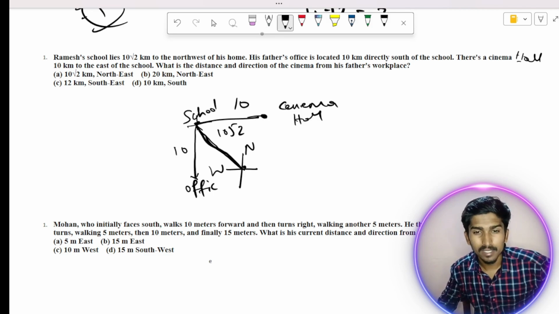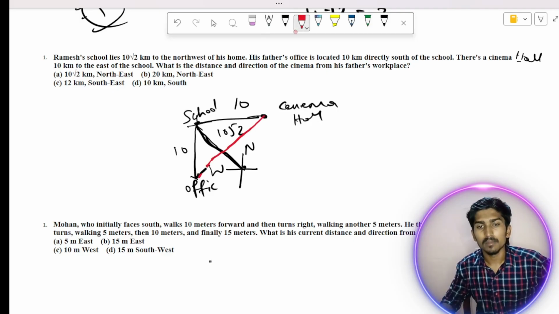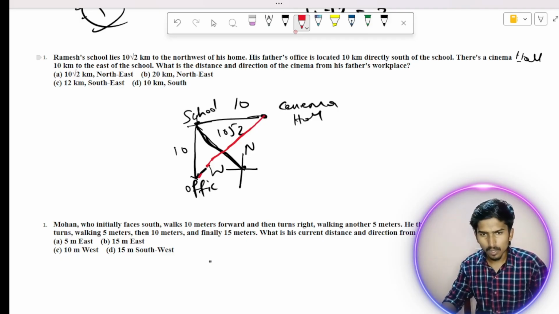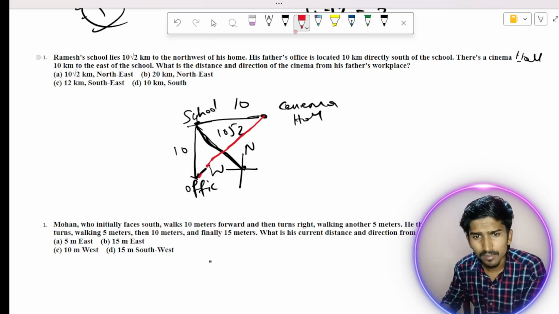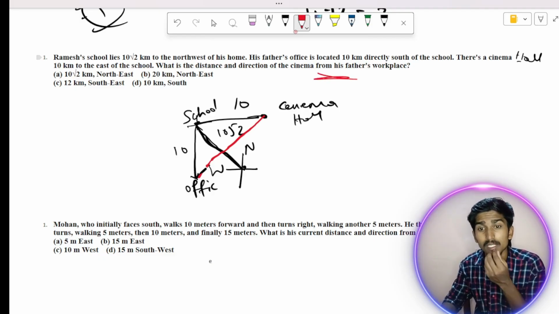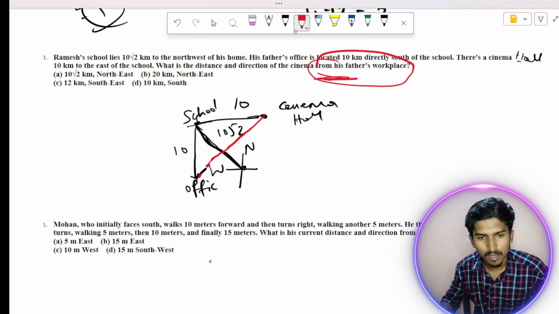What is the distance and direction of the cinema hall from his father's workplace? Workplace means from here. They're asking the distance between the father's office and the cinema hall. How can we find the distance and direction? See, what is the direction they have asked? What is the distance and direction of the cinema from his father's workplace? From his father's, okay? You should properly understand the question.